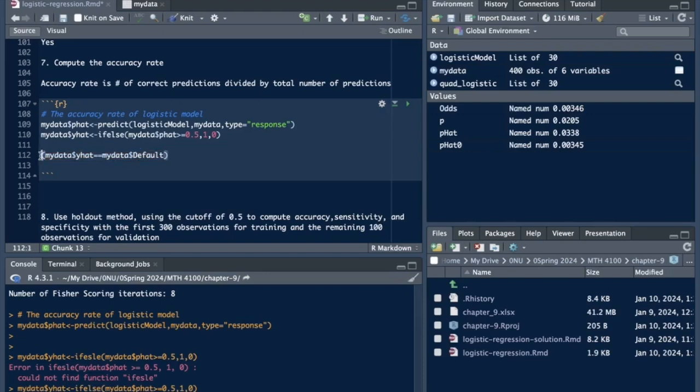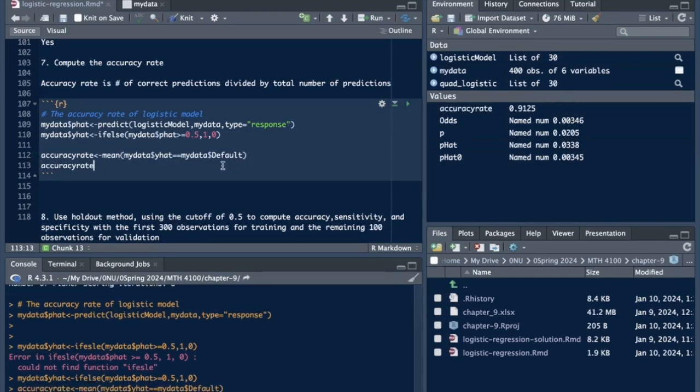Then you would like to find the mean of this, the average. Because you're counting and dividing by the total number of predictions. This is the average, this is the mean. You're counting these true instances and dividing by the total number of predictions. So we're going to find the mean of this. That's why we're using the mean. This is the accuracy rate. So this is the AR, accuracy rate. This is my accuracy rate.